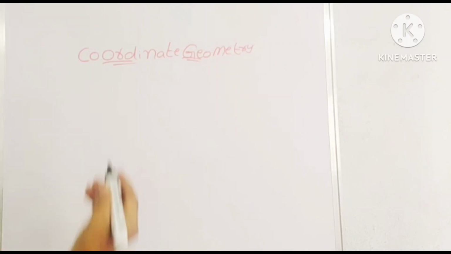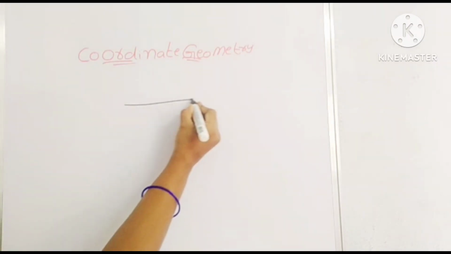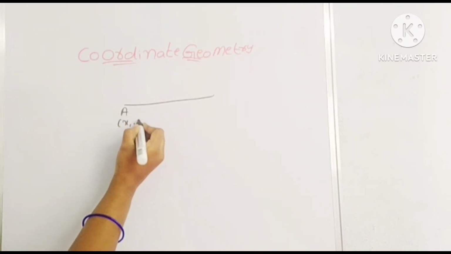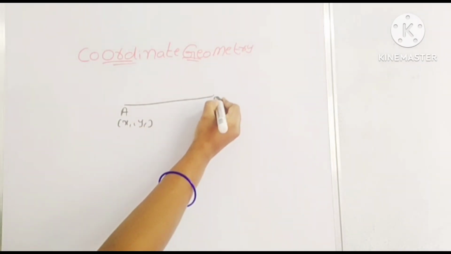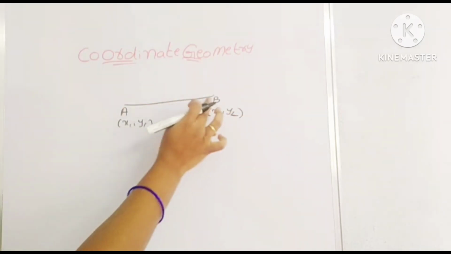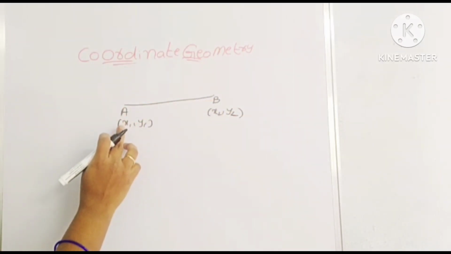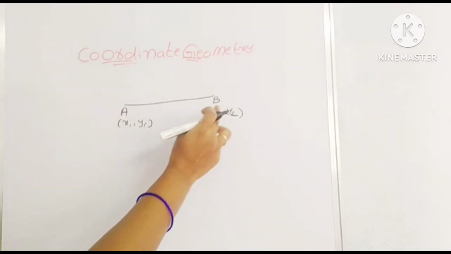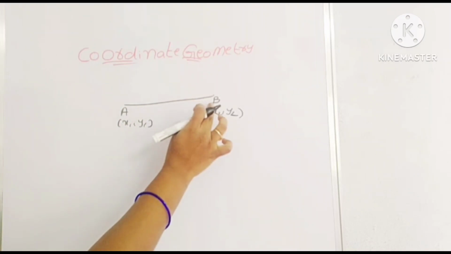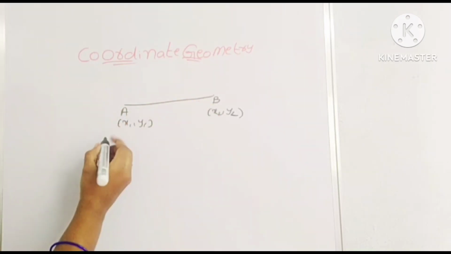Now we are going to discuss the formulas for coordinate geometry. So now I have to draw one line segment. This is the point A, x1 comma y1, and the point B, x2 comma y2. Now we have to find out the distance between those 2 points A and B.